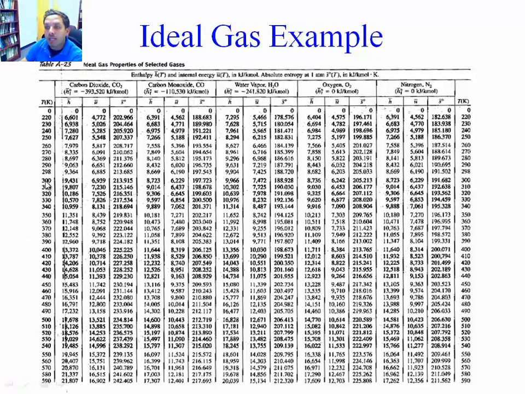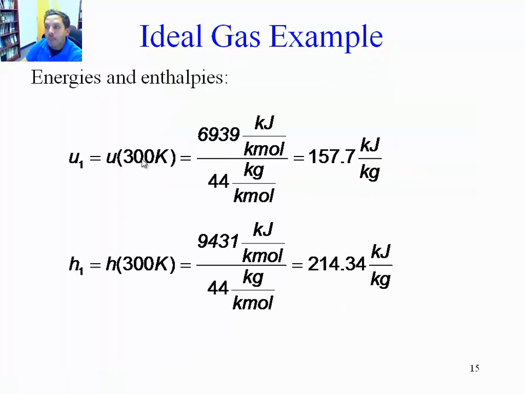State number 1 is at 300 Kelvin. And here's the energy, 6939, and here's the enthalpy, 9431. But that is in kilojoules per kilomole. So at 300 Kelvin, the energy is 6939 kilojoules per kilomole. We divide that by 44 kilograms per kilomole. The kilomole and the kilomole cancel out, and we get 157.7 kilojoules per kilogram. Same thing we do with the enthalpy. At 300 Kelvin, 9431 divided by 44 is 214.34 kilojoules per kilogram. So now we have energy and enthalpy at state 1.